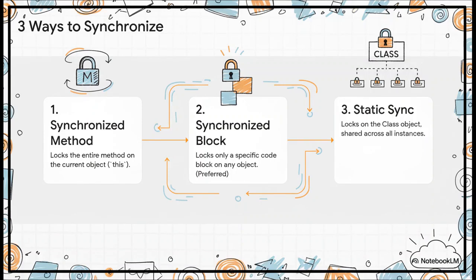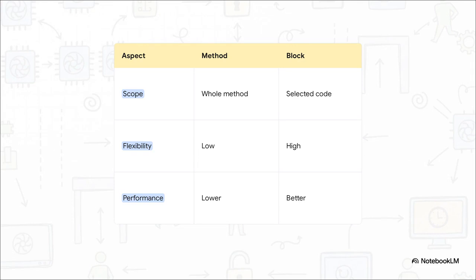You've basically got 3 main options in your toolkit. You can synchronize an entire method. You can just synchronize a specific block of code inside a method, which, spoiler alert, is usually the better choice. Or you can use something called static synchronization for static data. Let's see how they compare. This table kind of says it all, doesn't it? Synchronizing a whole method is easy, sure, but it's like using a sledgehammer to hang a picture frame. You lock the entire method from start to finish, even the parts that don't need locking.